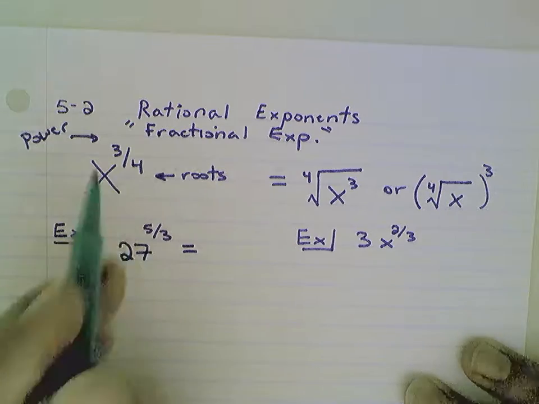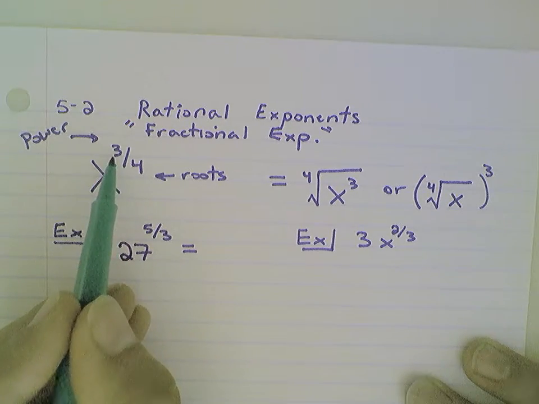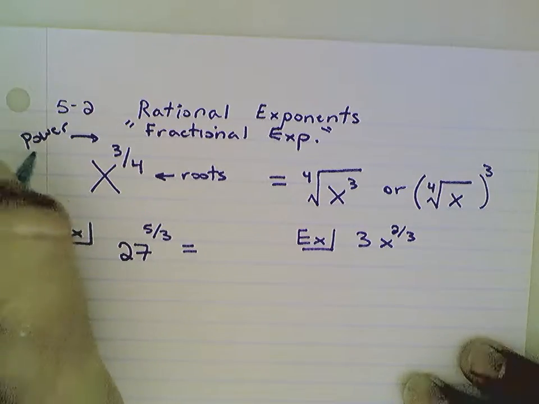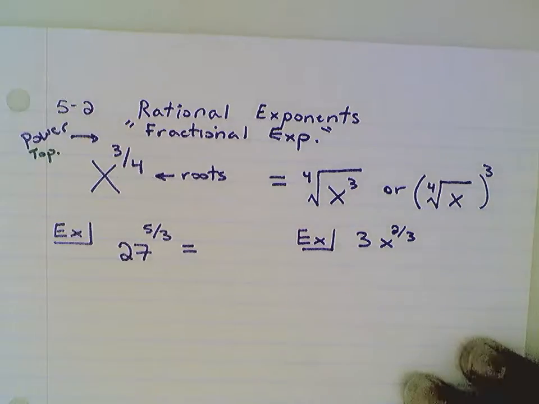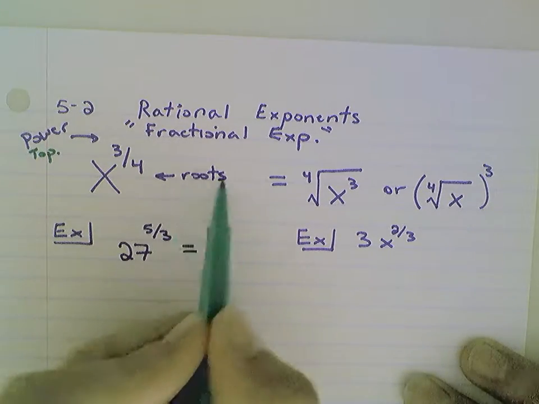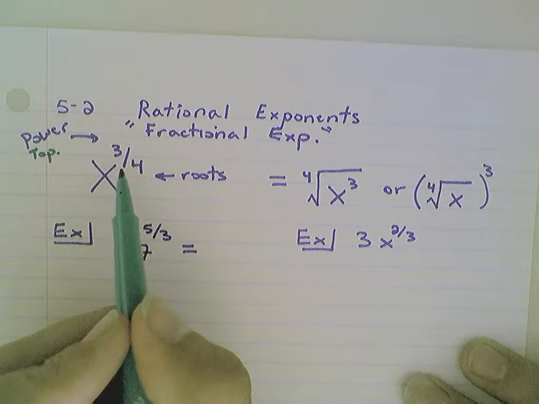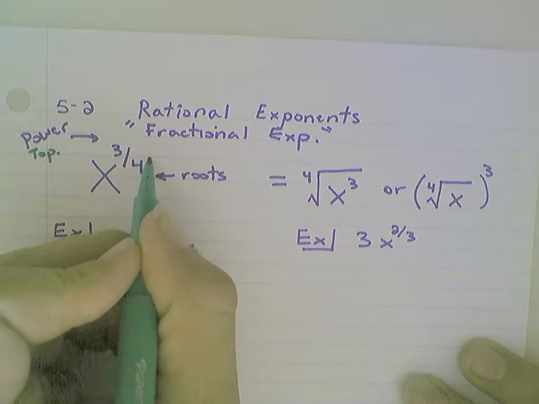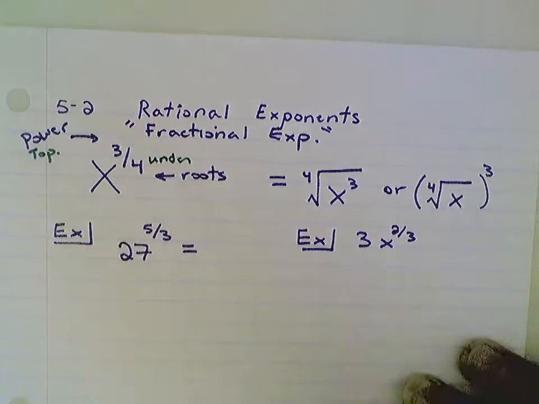Now the way I remember this is the top number always represents the power. If you're powerful, you're kind of on top, so I use that analogy to remember that the top is the power. And then, just like tree roots or any type of roots of plants, they go under the ground. So your root goes underneath, or it's on the bottom. I use analogies like that to remember that the power's on top and the root's underneath.